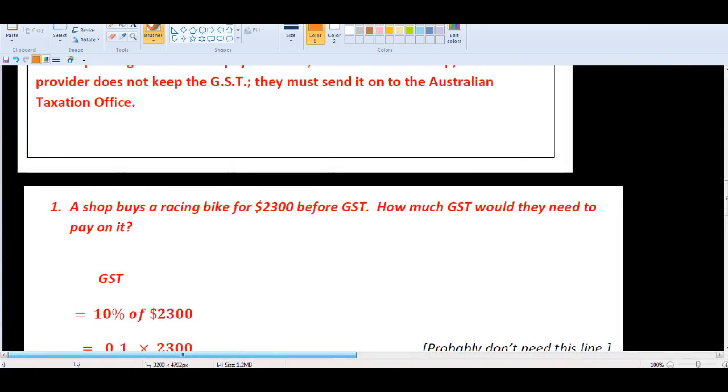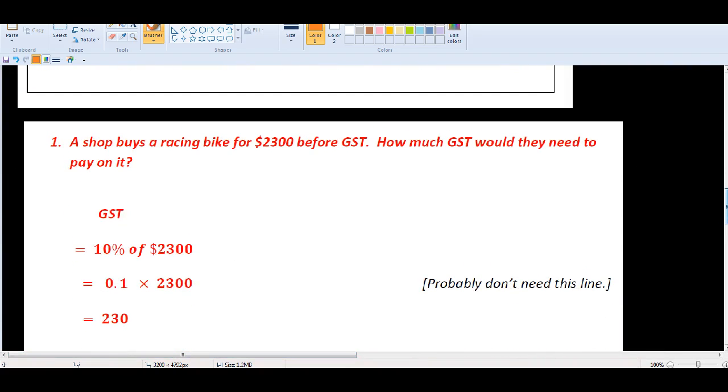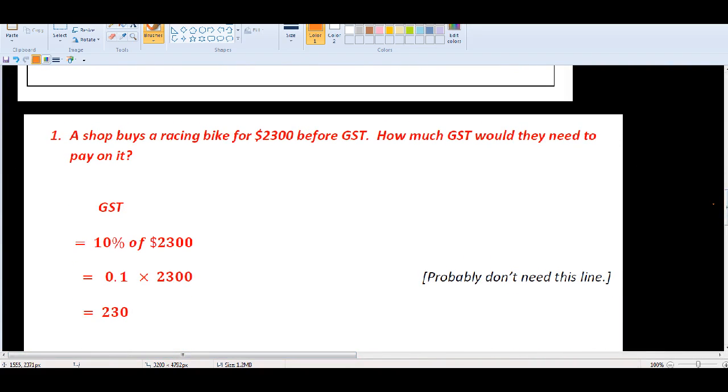Okay. So let's go back to math. So in math, how could we calculate GST? Okay, GST is 10% as a percentage. So that means we need to apply our knowledge of percentages. For example, if a shop buys a racing bike for $2,300 before GST, okay, that's before GST, so that price doesn't include the GST. How much GST would they need to pay on it?